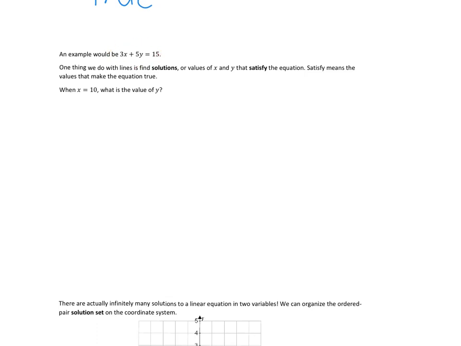So we've said it before, but what we're going to do is find solutions, values of x and y that satisfy our equations, and that means it makes the equation true. So an example of this is we can just make up a value for x. We can make up the value 10, plug it in, and then find what y has to be if x is 10. So let's see what that looks like with our example 3x plus 5y equals 15.